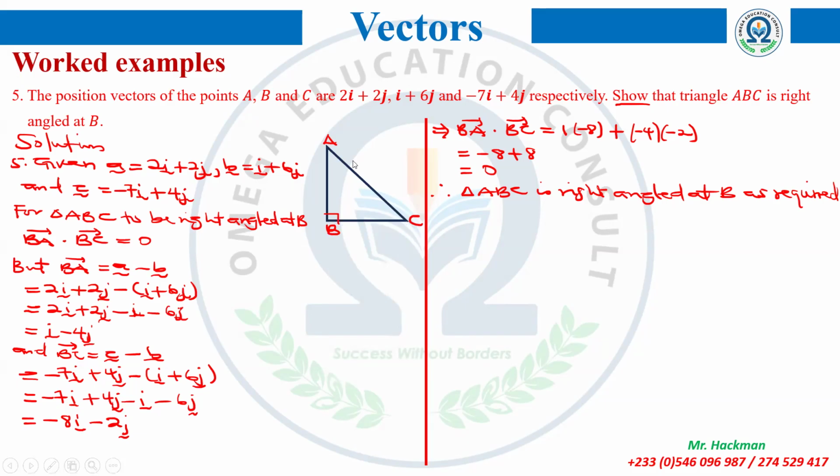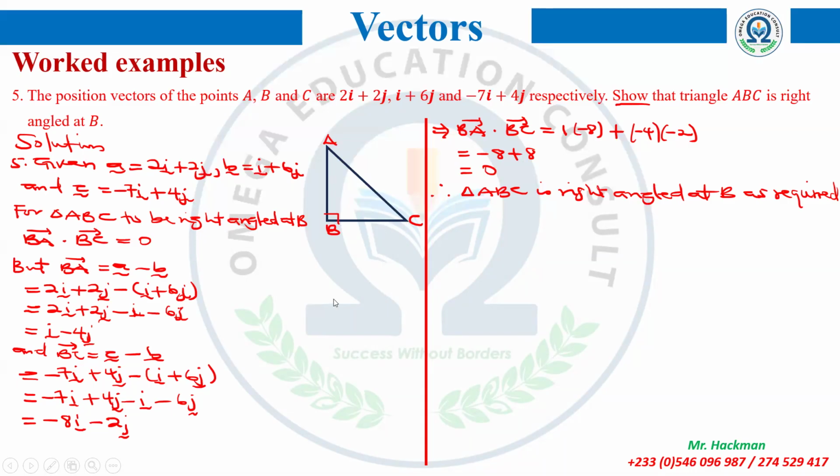Once you fix B, the two other points, you can fix them anywhere. So your A could be here, your C could be here. Only that I decided to put my A here and my C here. Very critical. Now, you come and state your condition, your premise for your argument. Under what condition can you say that a triangle will be right angled at B? We know that for triangle ABC to be right angled at B, the vector BA dot the vector BC should be equal to 0.